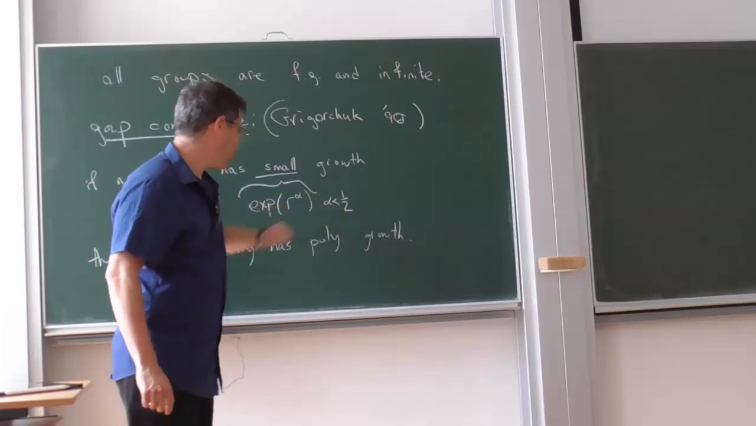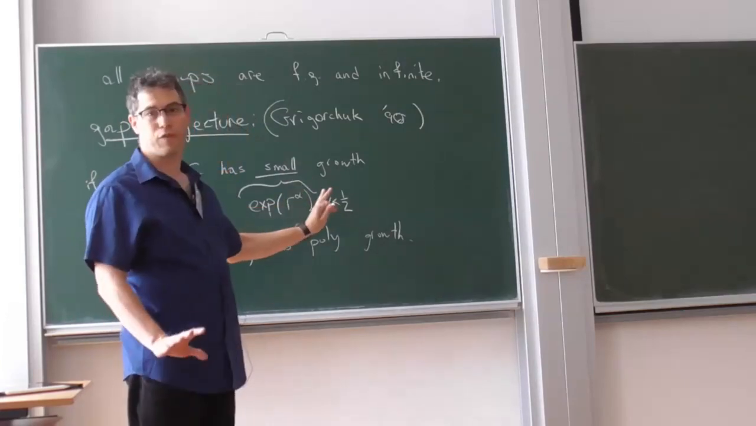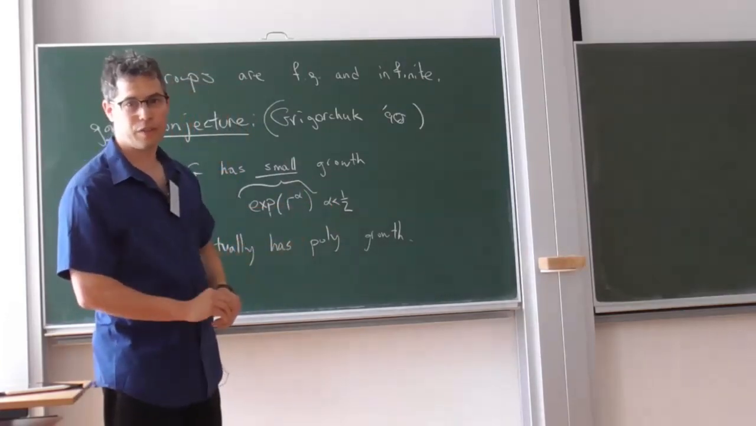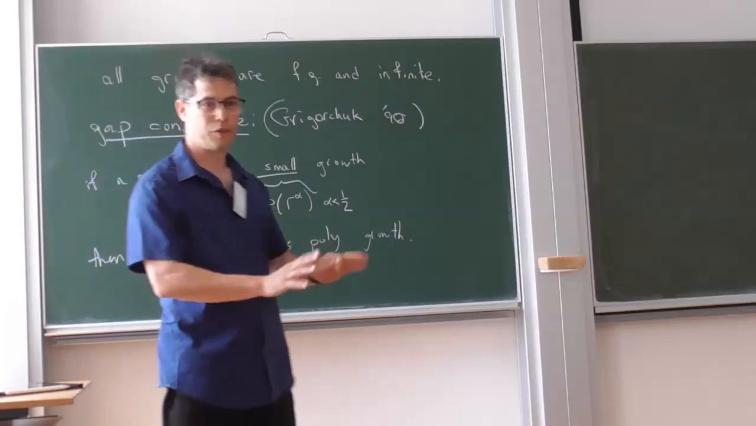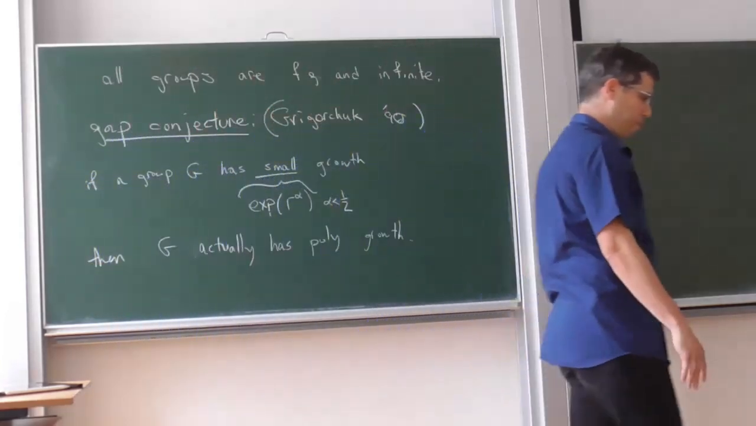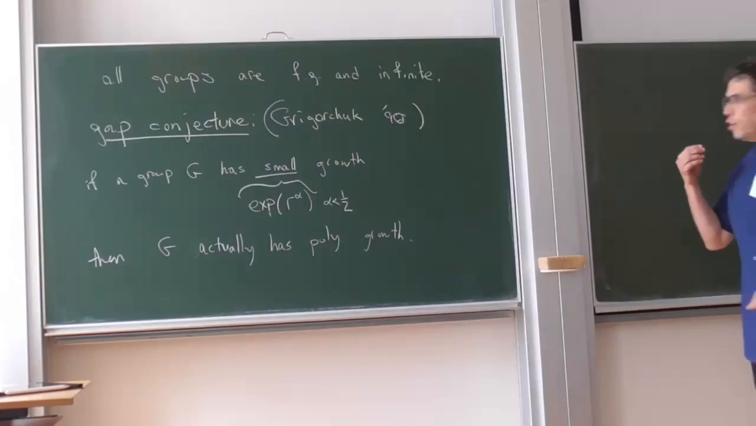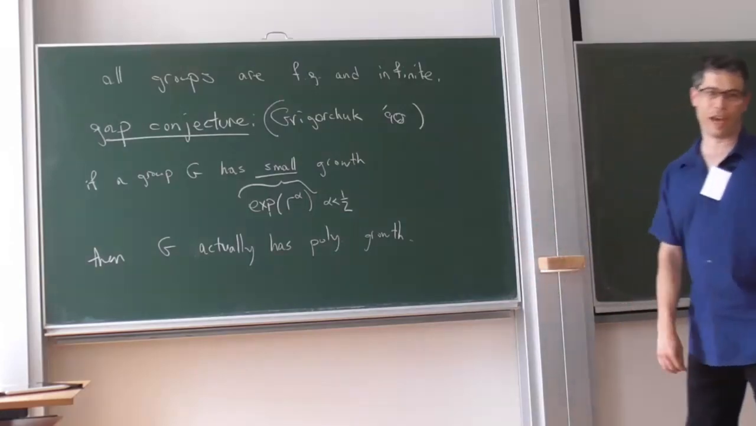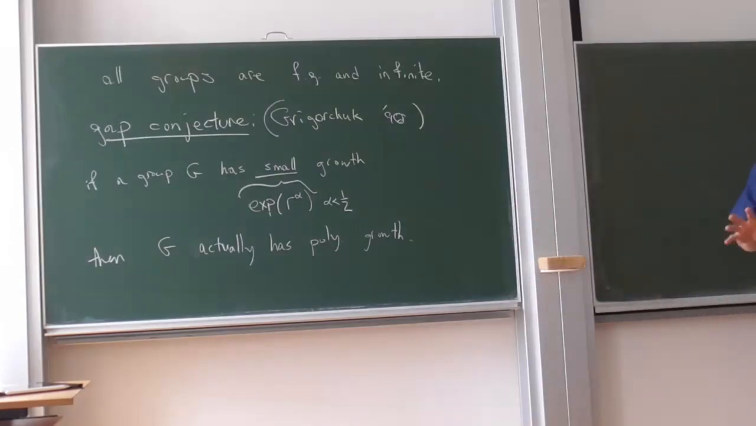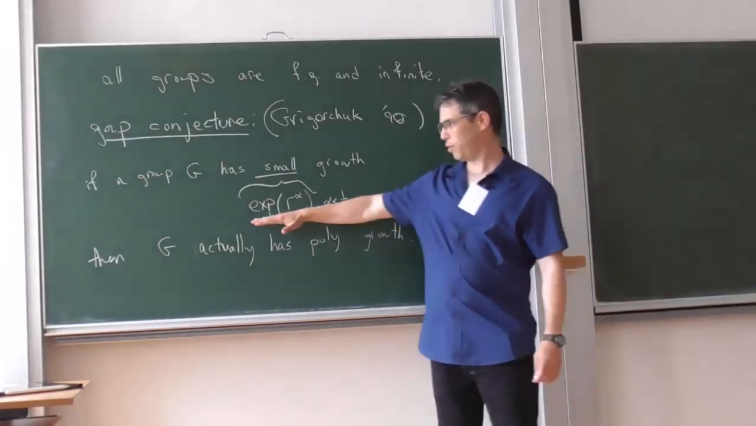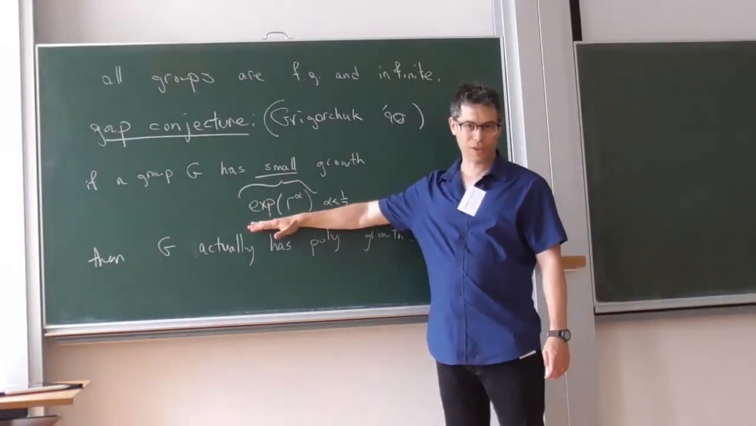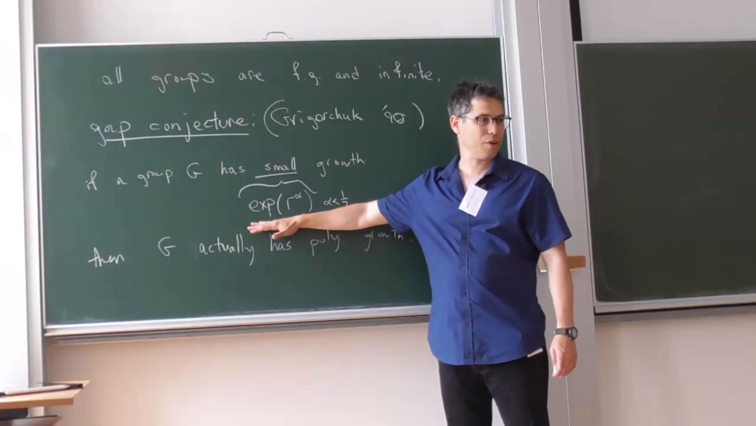But if you plug in some alpha, any alpha less than half, the conjecture is that those should be virtually nil. The best known gap, I'll talk about it in a second, is much, much smaller than this. So nothing has been proved anywhere near this function.